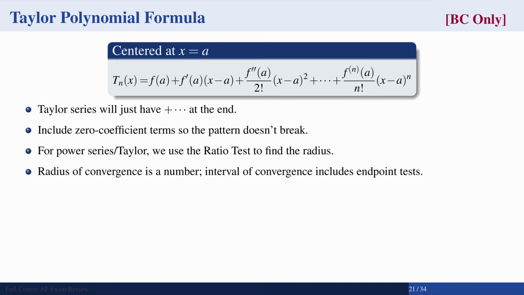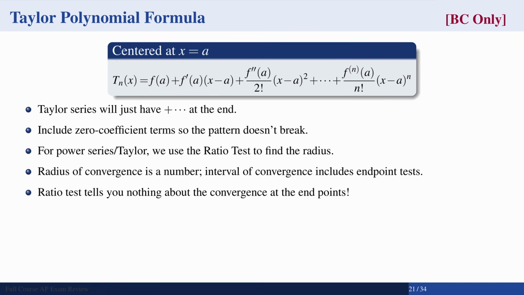So when you're looking for just the radius, when you get it down to the absolute value of x minus a is less than something, that something is the radius. Since the ratio test tells you nothing about the convergence at the endpoints, you're then going to have to test the endpoints using the other tests that we know. Mostly they end up p-series, alternating series, or geometric series.